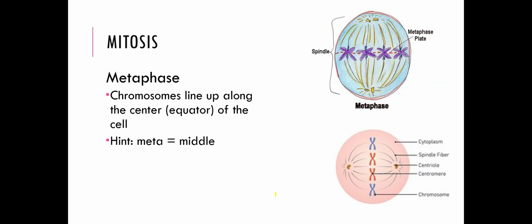Now, the next stage is much, much shorter. Don't forget, you could be drawing these over on the side of your paper. In metaphase, the chromosomes are going to line up in the middle. So you can see that there's not nearly as much going on in this phase, and we do have a little hint in that meta equals middle, meta equals middle, meta equals middle. So the chromosomes line up along the equator. Sometimes that's called the equatorial plate. All it's saying is the chromosomes are lining up in the middle.